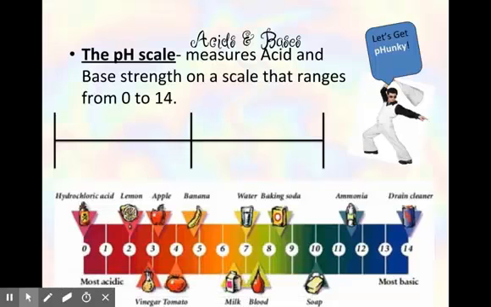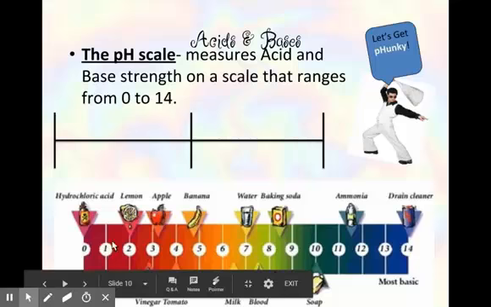So we're going to start at 0. We're going to go to 7 in the middle. So anything between 0 and less than 7 makes it an acid. If we're at 7, we have a neutral solution. And then the top of the scale is 14. So anything greater than 7 up to 14, that's a base. So it's just a scale we use to determine whether something's an acid or a base.